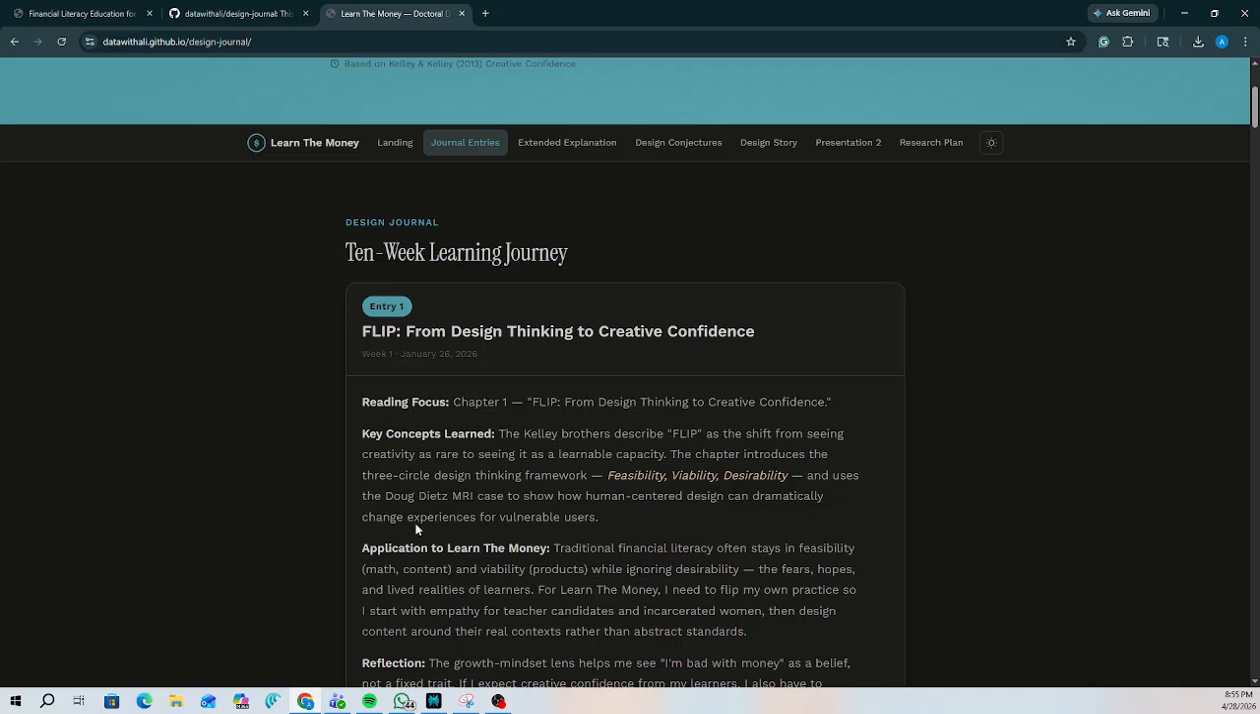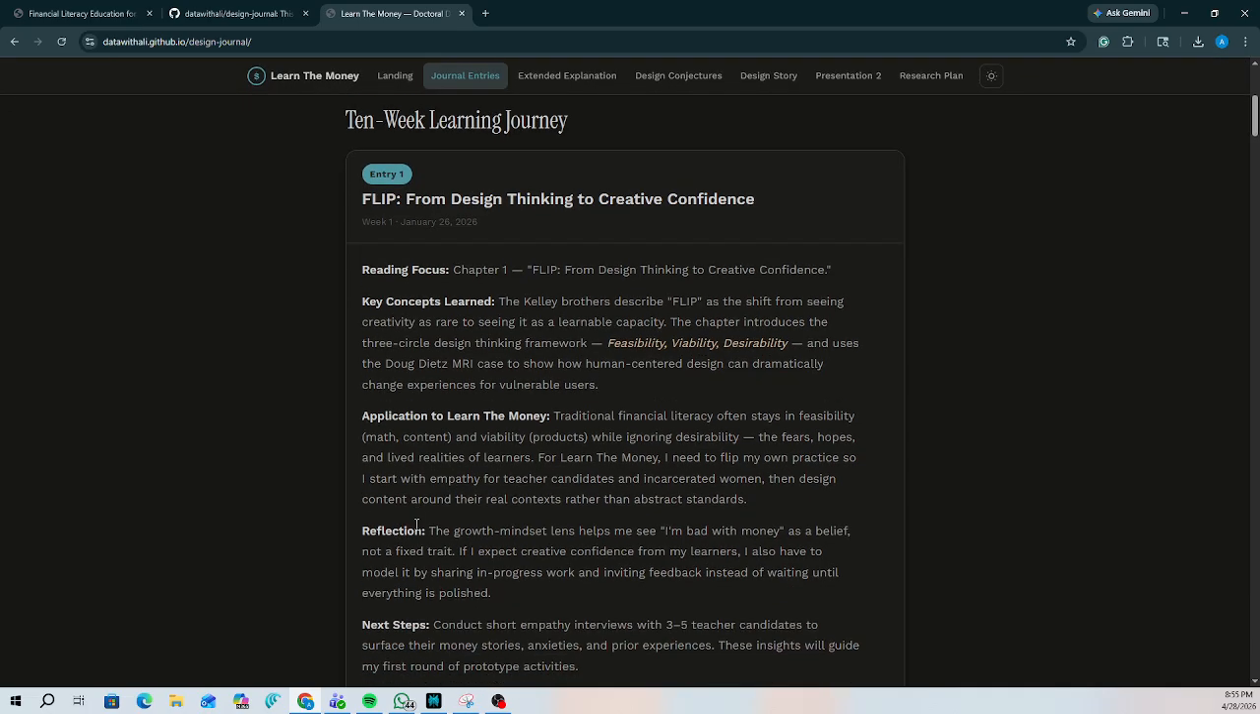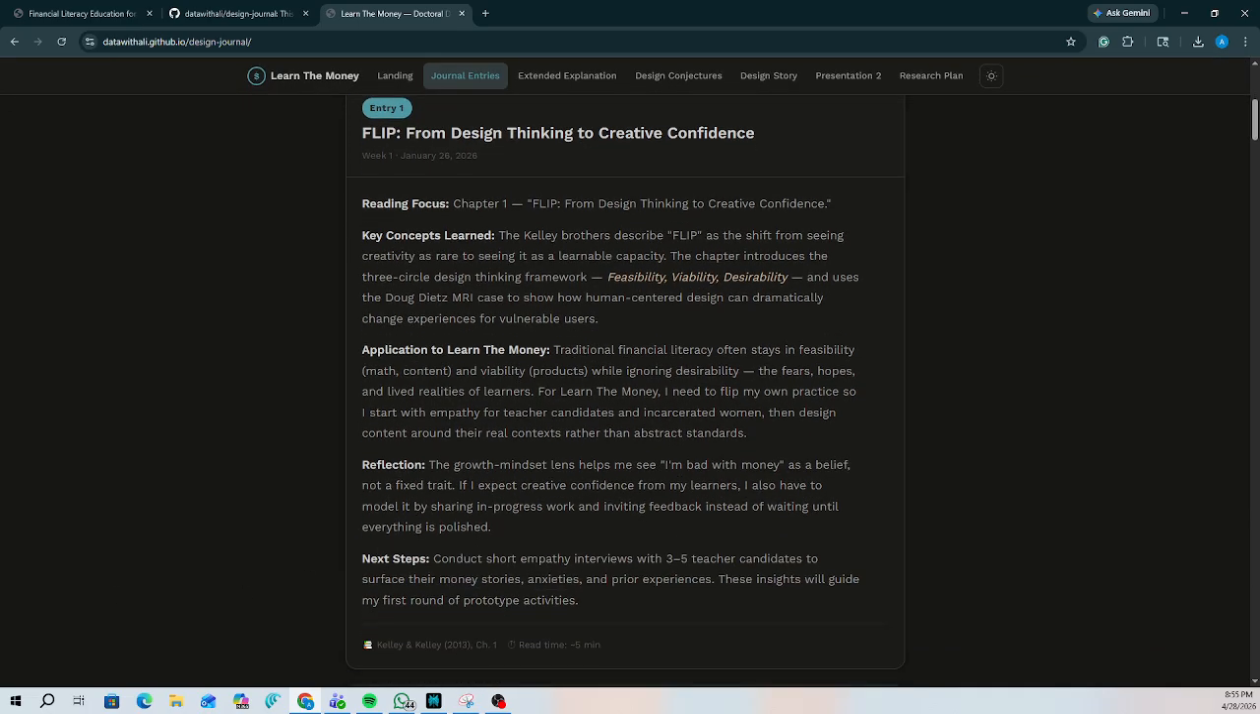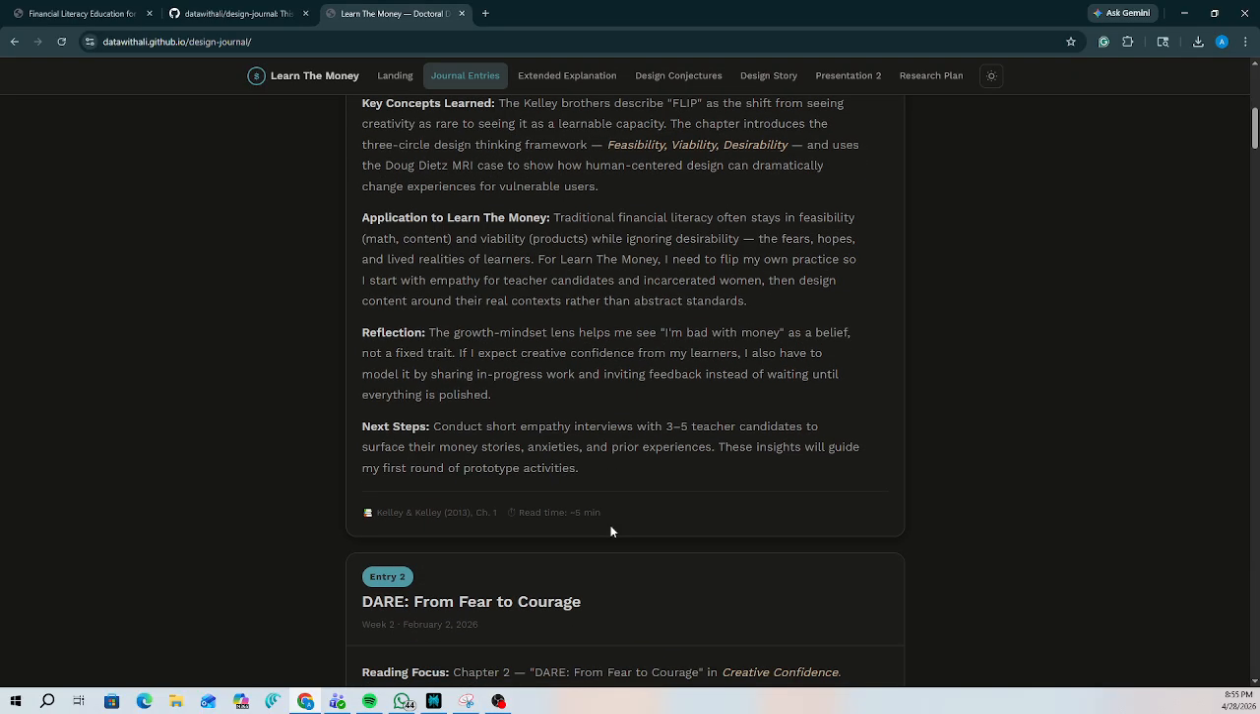Typically, an entry includes a brief context for the week, what I tried in the prototype or in my thinking, what worked, what didn't work, and how specific readings informed my next steps. The design goal here is to make iteration visible rather than hiding the messy middle. A visitor can clearly see early rough ideas, tensions such as how to talk about money without reinforcing shame, and specific revisions that followed feedback.